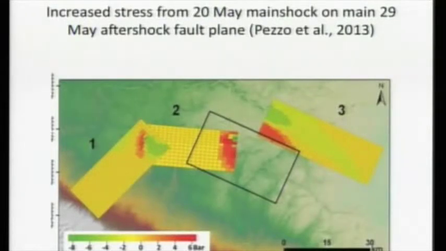Okay, when the May 20th event happened though, it actually made very strong perturbations to the state of stress. Here's a very nice result by Pezzo et al. showing the stress changes on the fault plane of the May 29th earthquake caused by the displacement from the May 20th earthquake. And the changes here are up around 6 bars, so they're quite large.